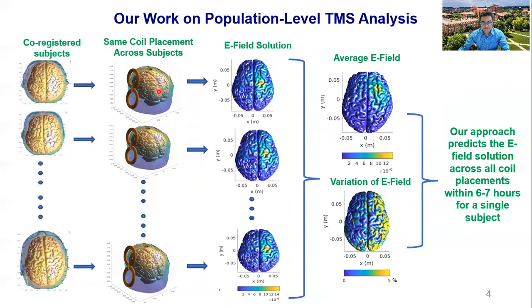So as you can assume, to solve for so many electric fields, if you follow a brute force approach, it will take a huge amount of time and computational resources, even if you do parallel processing. So we are proposing an approach to predict the electric field for all the chosen cortical positions and orientations within just 6 to 7 hours for a single subject. Whereas if you use the brute force approach, it would have taken almost 5 years. So that's a big deal.